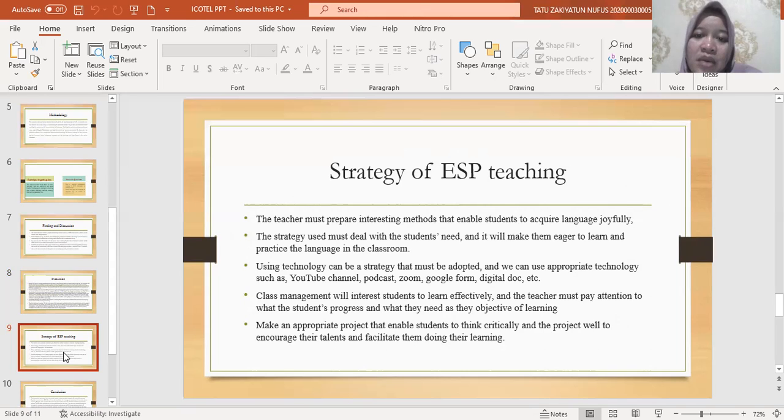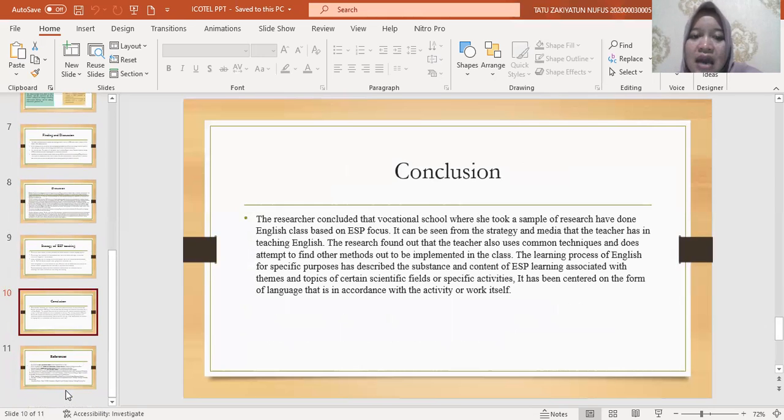So here are the strategies of ESP in teaching. Well, the last one is the conclusion. The researcher concludes that the vocational school where I took a sample of research has done its class based on ESP focus. It can be seen from the strategy and media that the teacher has in teaching English. The researcher found out that the teacher also uses common techniques and does attempt to find other methods to be implemented in class. The learning process of English for specific purposes has described the substance and content of ESP learning associated with the themes and topics of certain scientific fields of specific activities. And it has been centered on the forms of language that are in accordance with the activity or work itself.